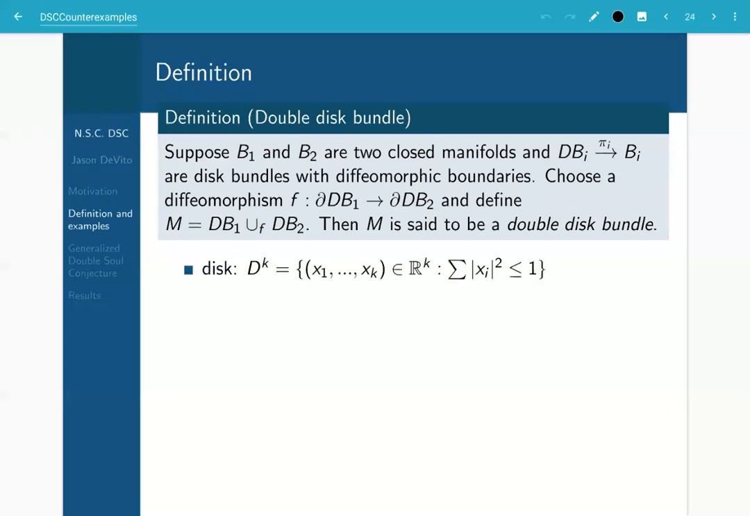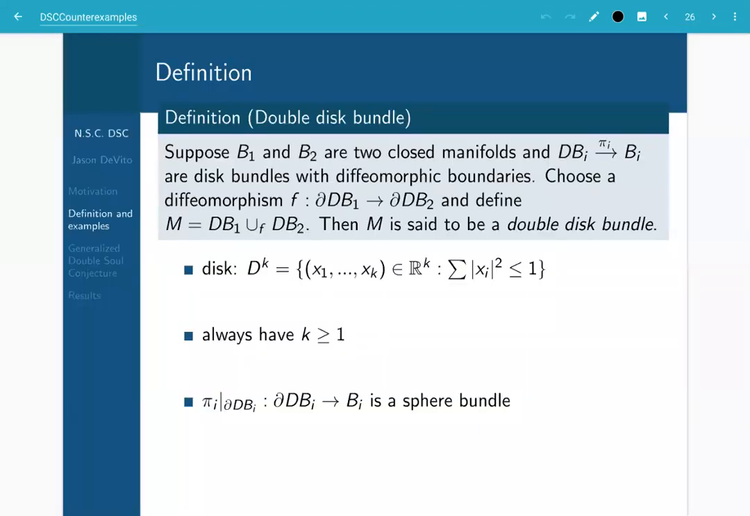Okay, just to make sure we're on the same page, when I say disk, what I'm referring to is a usual Euclidean disk in R^k. So nothing special about this definition. We're always going to assume that the disk is at least one-dimensional, and the only reason for that is because in dimension 1 and higher, a disk actually has a boundary, and therefore these disk bundles actually have a boundary, and therefore you can ask for the boundaries to be diffeomorphic. If k is 0, the 0-disk has no boundary, and then this whole definition falls apart. I also want to point out something that's nice topologically. If you restrict these disk bundle maps to their boundaries, you end up with sphere bundle maps, and that means you can apply things like Gysin sequences and that kind of thing.